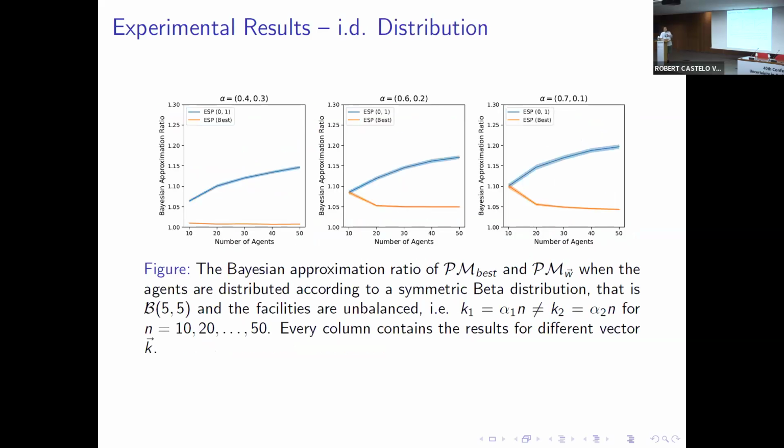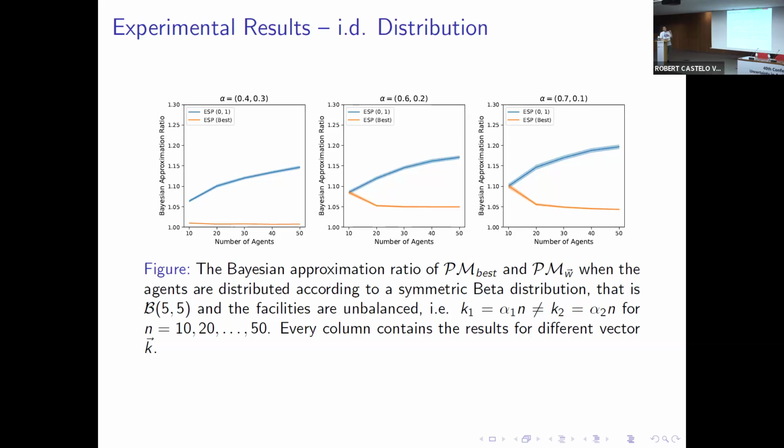And here, this is the case in which you have an IID distribution, and you can see that the red one is the approximation ratio of the best percentile mechanism, and the blue one is the percentile mechanism that places the facility at the leftmost and rightmost agent. You can see that there is a very large difference. The best one actually is stable, while the other one seems to keep increasing as we go. And noticeably, the approximation ratio in expectation is close to 1. So we are good to see that.